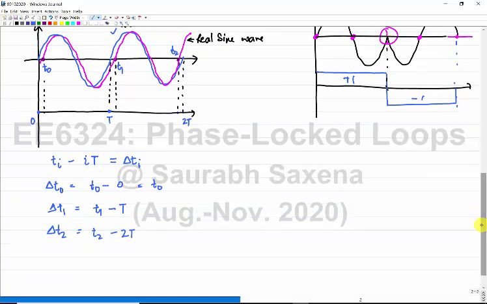What we can say about any system is that in the presence of noise, and noise is random, this delta T0, delta T1, delta T2 and so on are nothing but random variables.